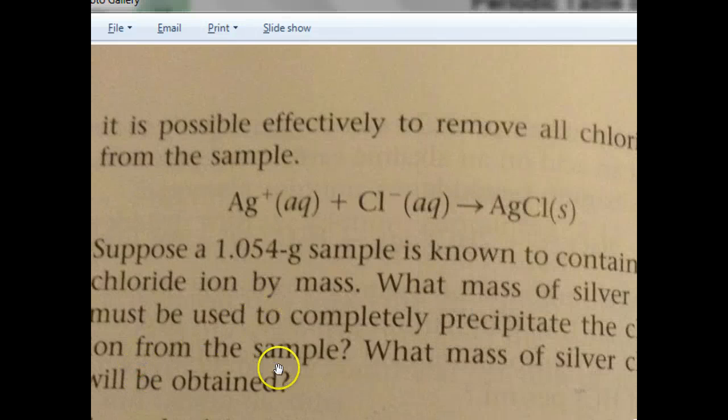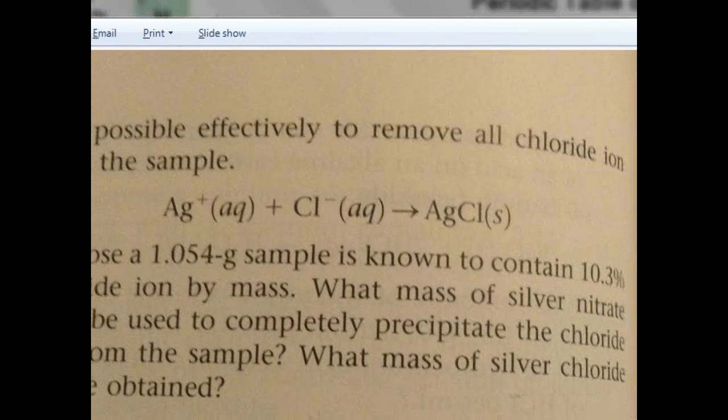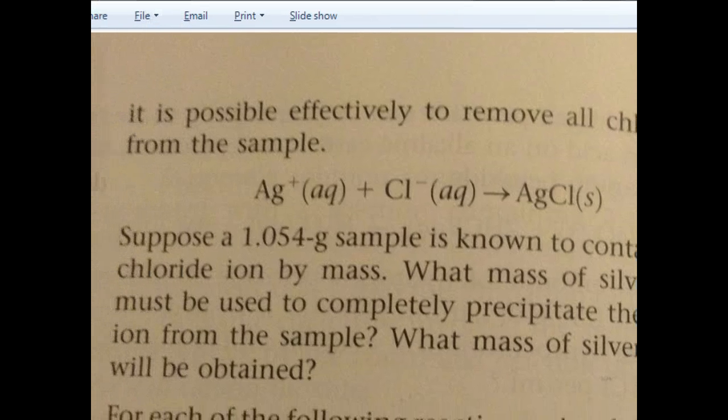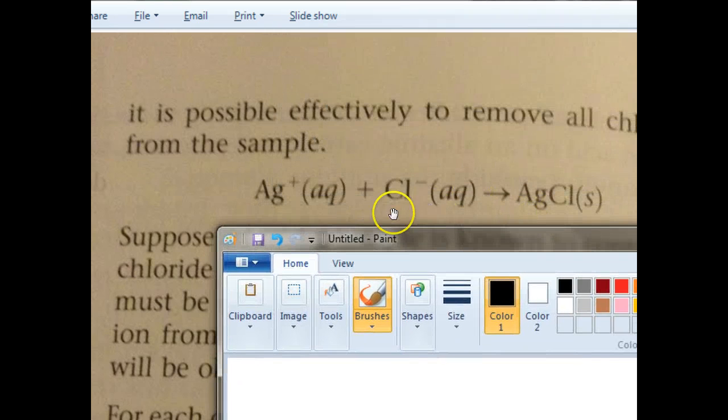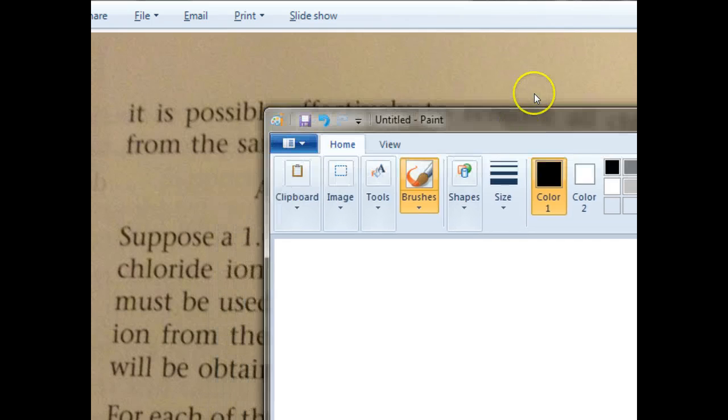Hello, Jason. So here is number 73. Suppose a 1.054 gram sample has some chloride ion. How much chloride ion? 10.3% by mass. Right there, we can start working on some data. So obviously, we're going to need chloride ion. So how much chloride ion have we got?